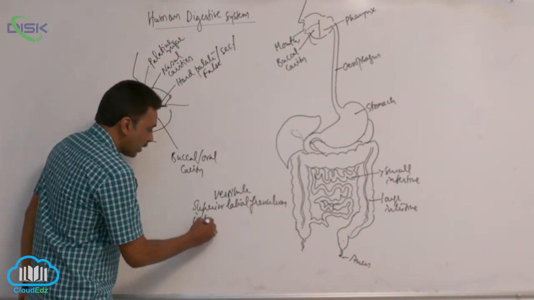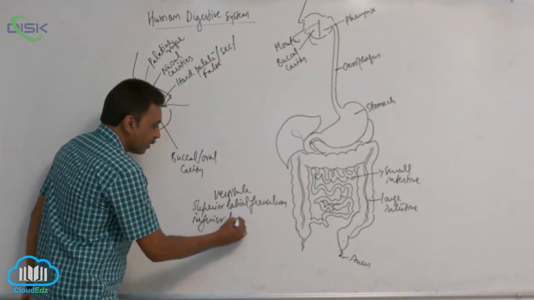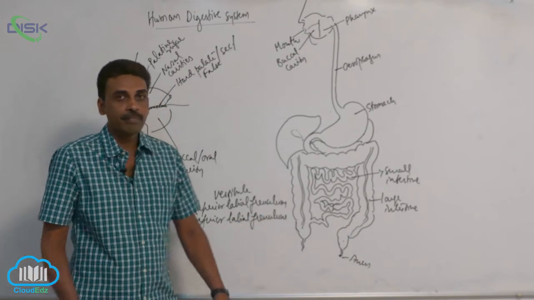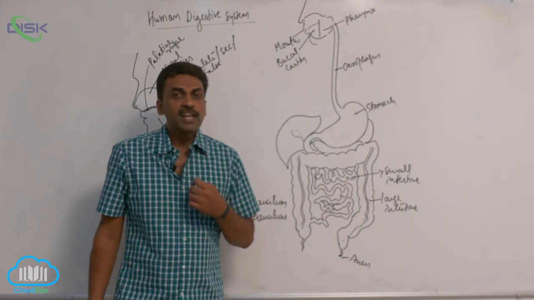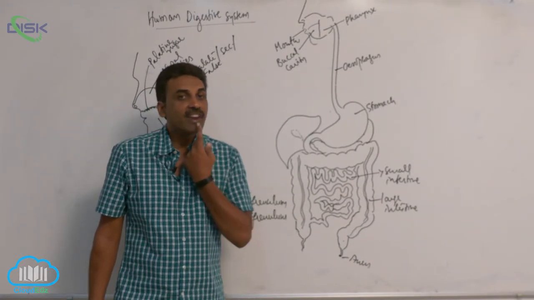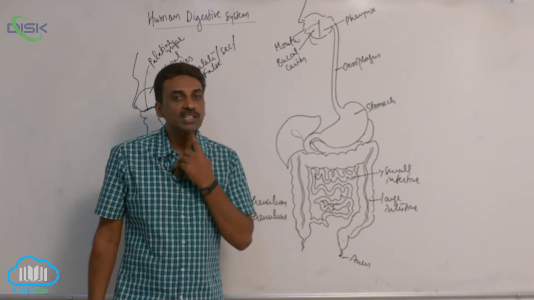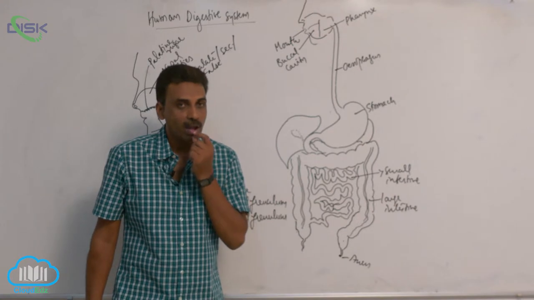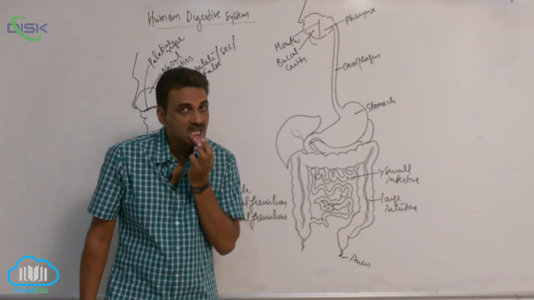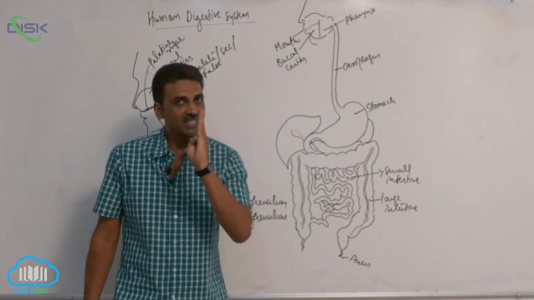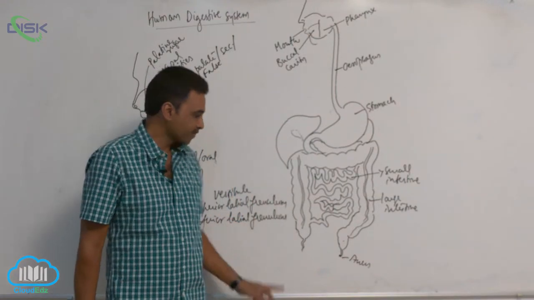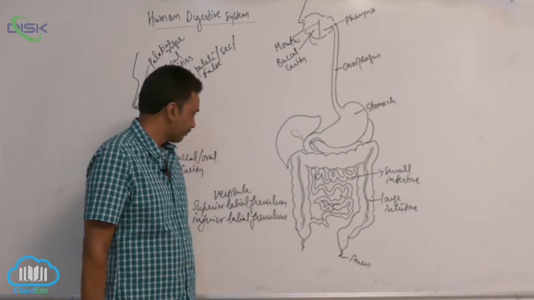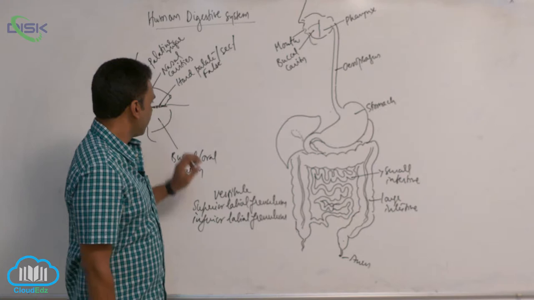Likewise, we also have the inferior labial frenulum. Inferior labial frenulum is a flap of connective tissue present between the lower jaw and lower lips, somewhere at the center of the lower jaw. Internally, you can see at the center a thin vertical fold. That is called the inferior labial frenulum.